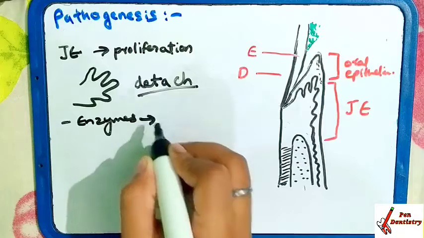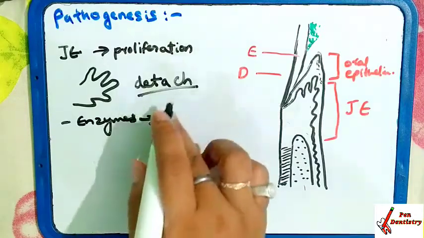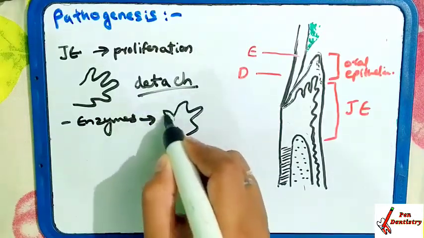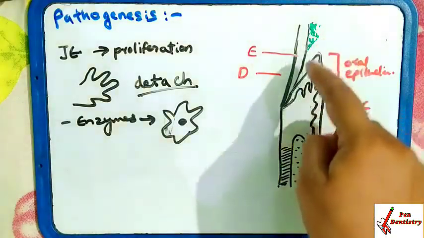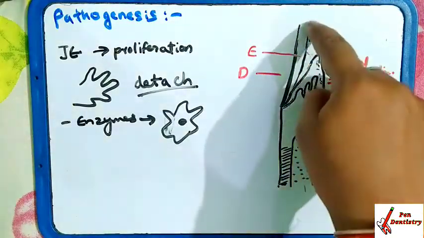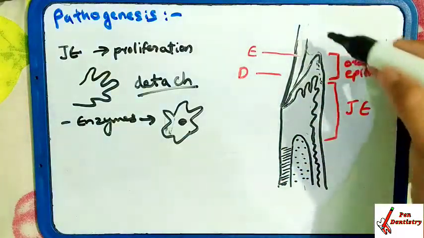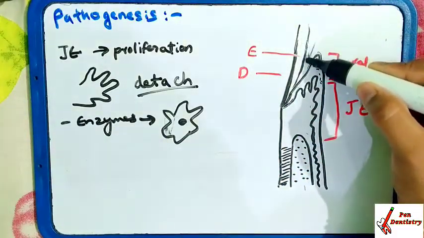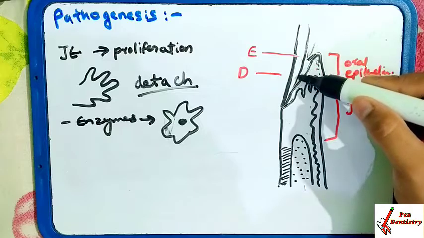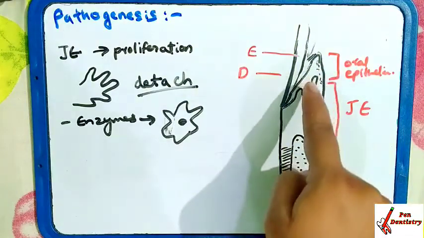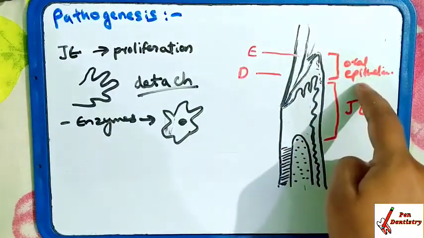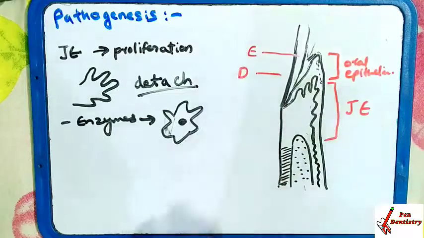Enzyme produced by the bacteria. Okay, they cause the reaction, or chemical reaction, at this region, and they go inside and deepen the sulcus. This causes the detachment of the sulcus, or this oral epithelium, from the tooth.